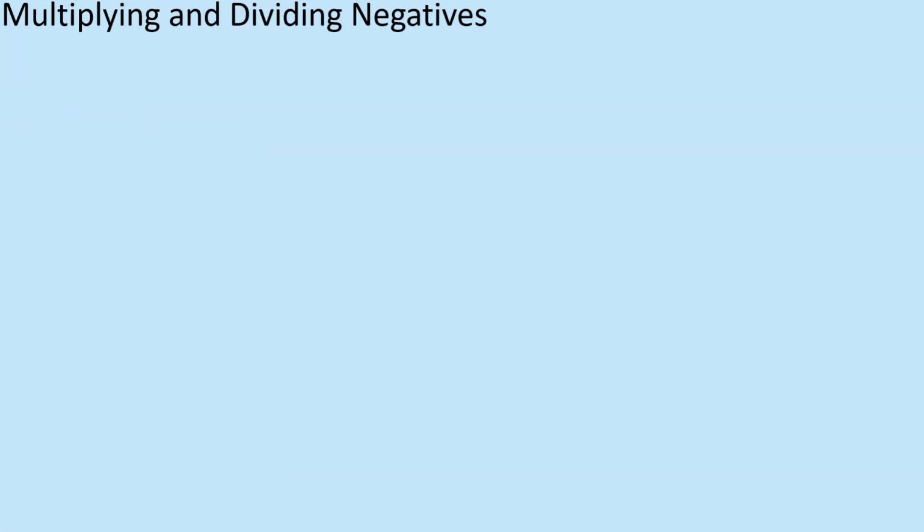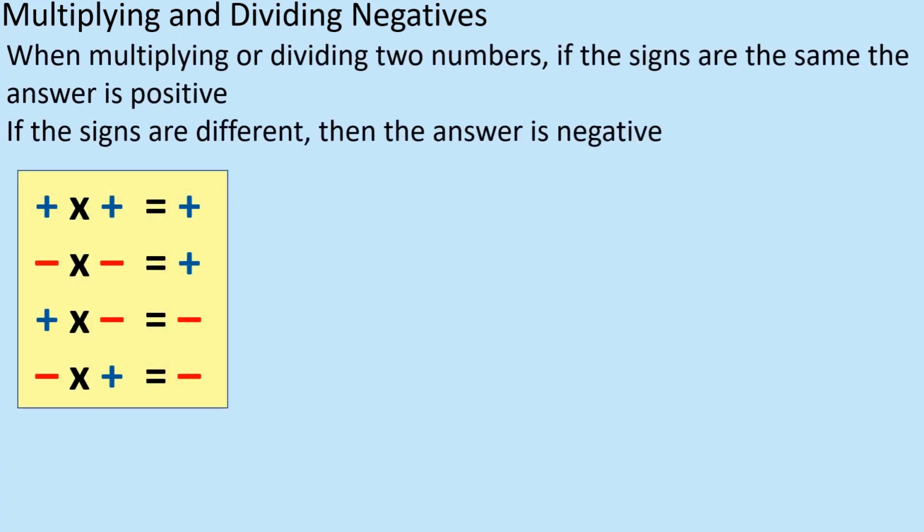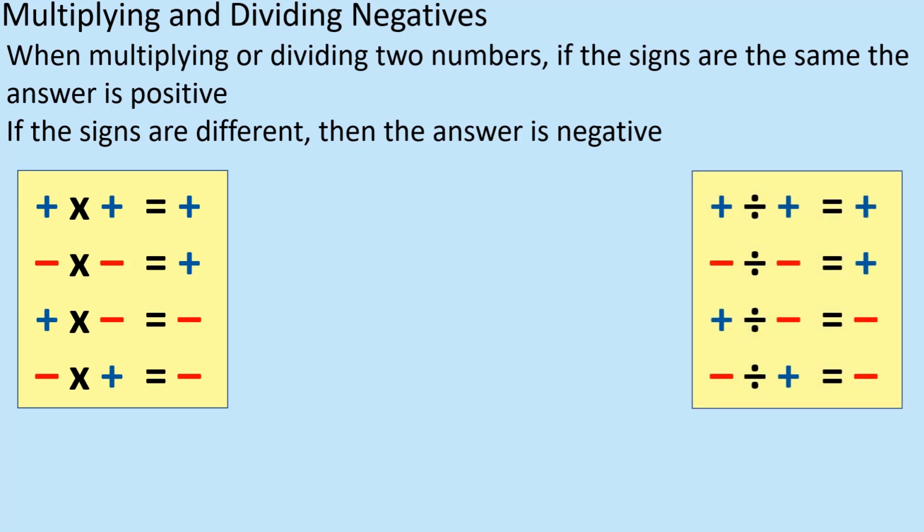When you are multiplying and dividing negatives, a similar rule applies. If you're doing a positive times a positive, or a negative times a negative, the signs are the same, so your answer is positive. If you're doing two where the signs are different, so a plus and a minus or a minus and a plus, then your answer is going to be negative. It's the same for divide, the same kind of rules.